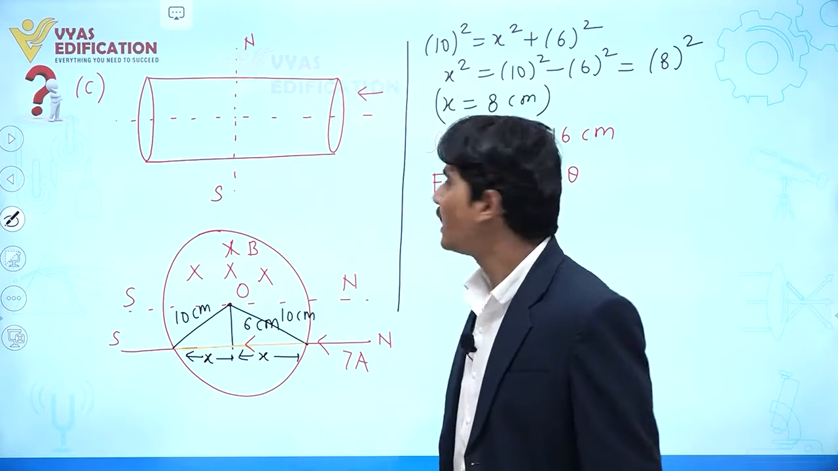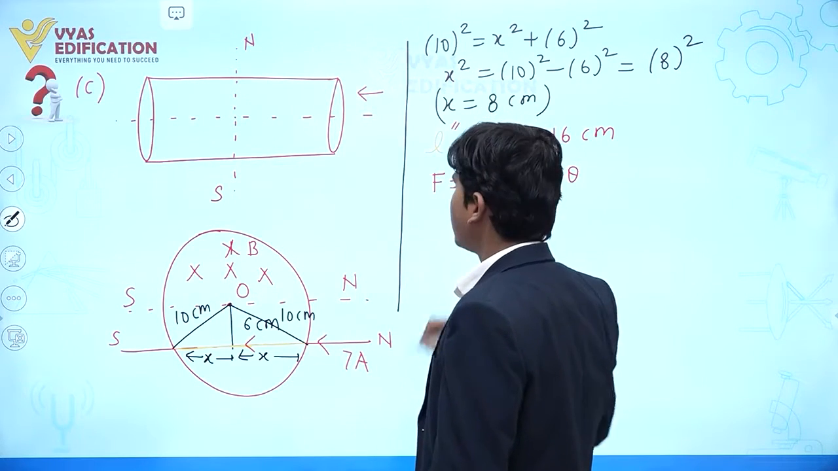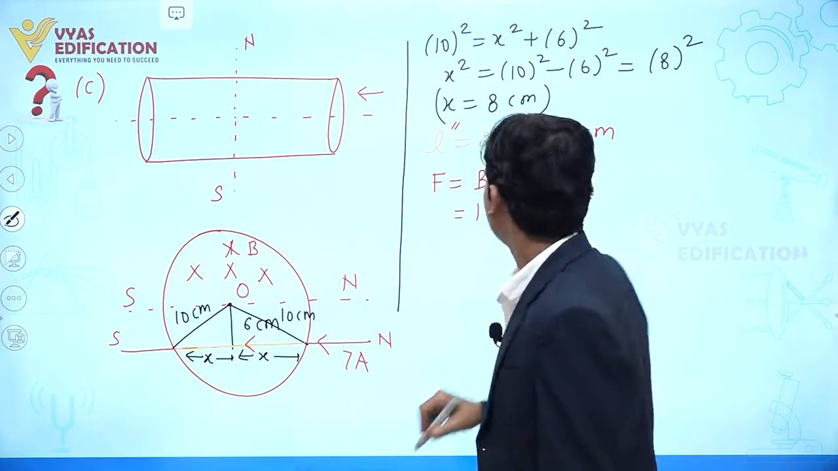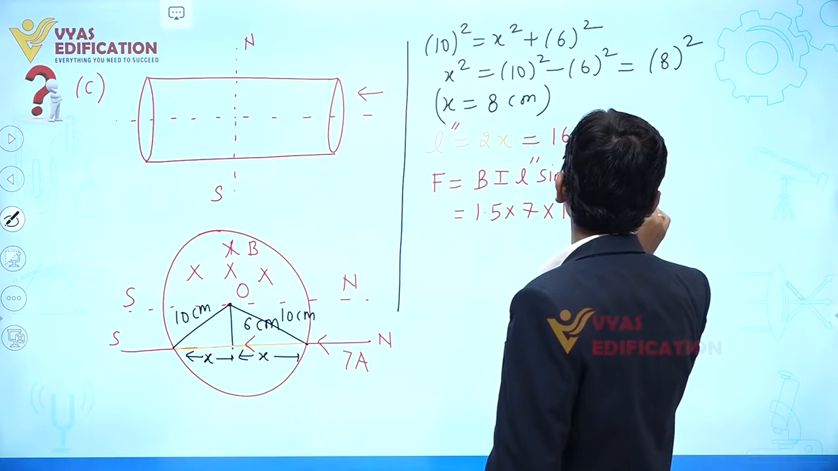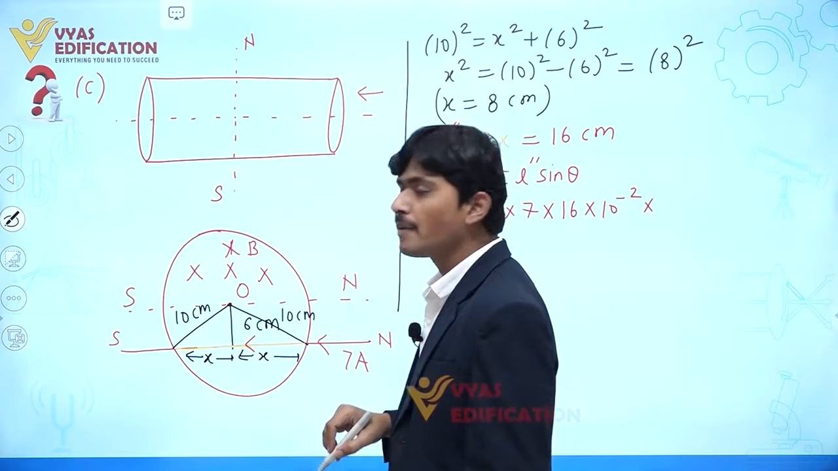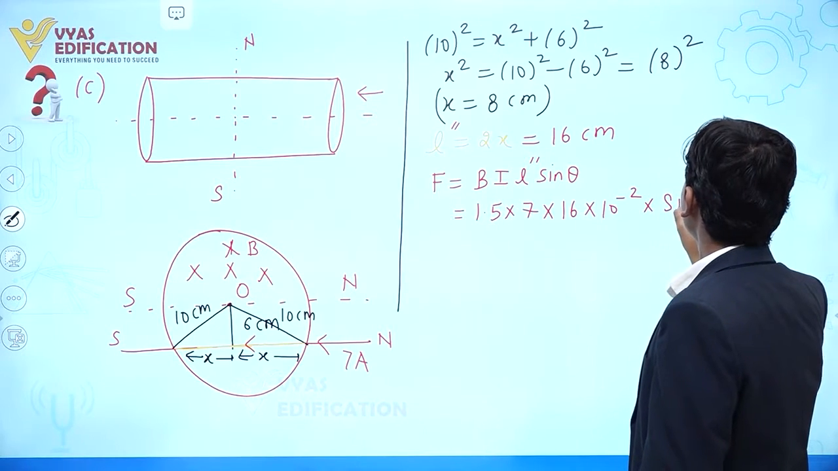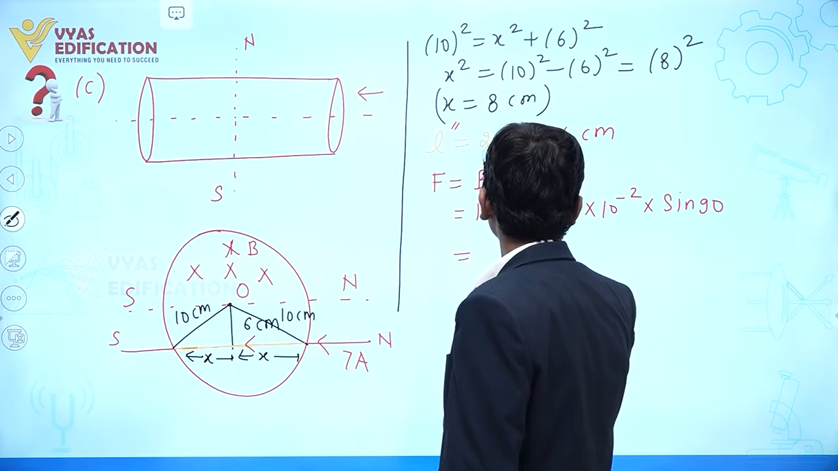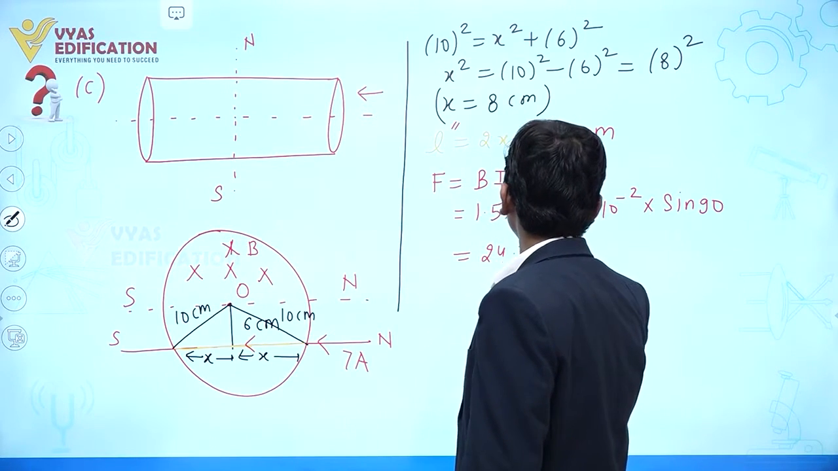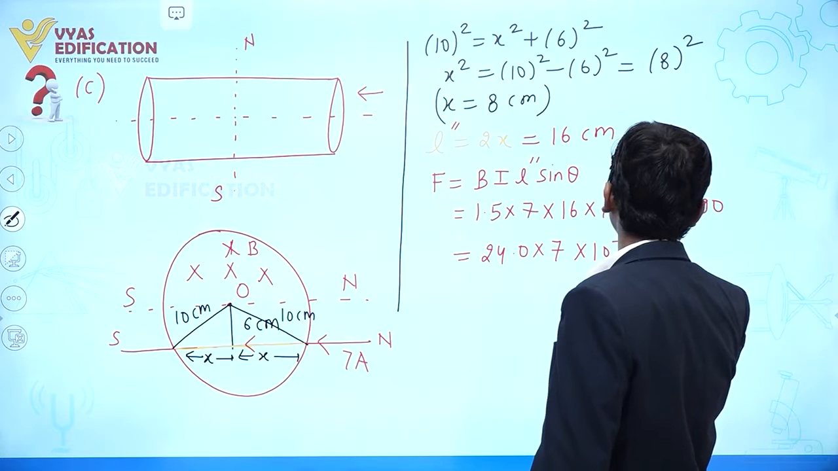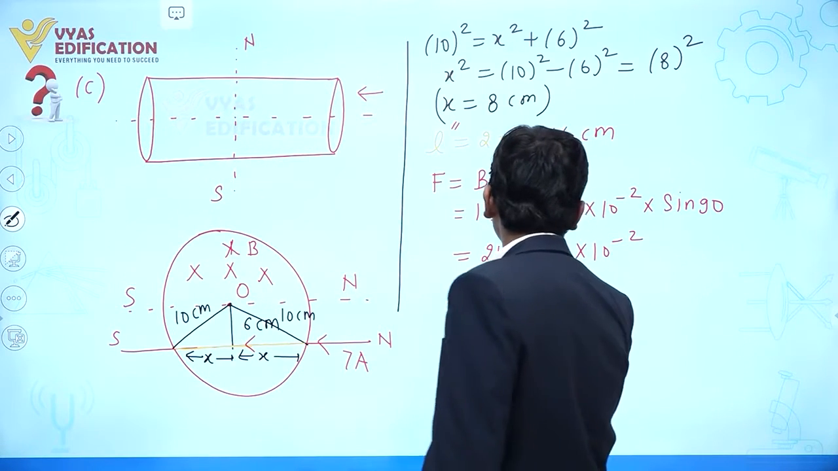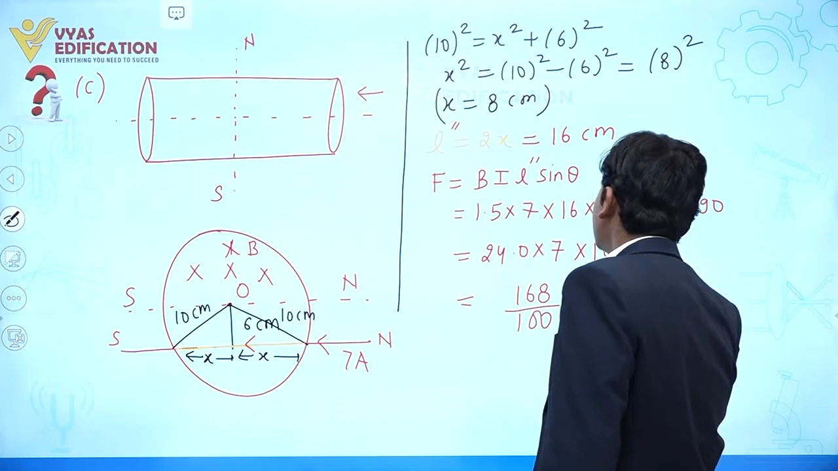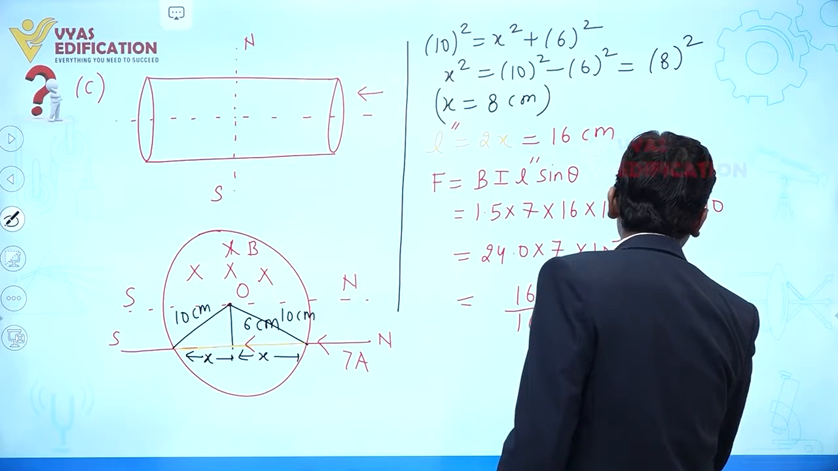Let's suppose I am taking this L double dash. The value of B we have is 1.5 Tesla, and I is 7. What is the value of L double dash? 16 centimeters, so 16 into 10 to the power minus 2, and the angle is perpendicular, so sine 90. So this is equal to 1.5 multiplied by 7 into 16 into 10 to the power minus 2. So we have 168 divided by 100, and from here we get the answer 1.68 Newton.